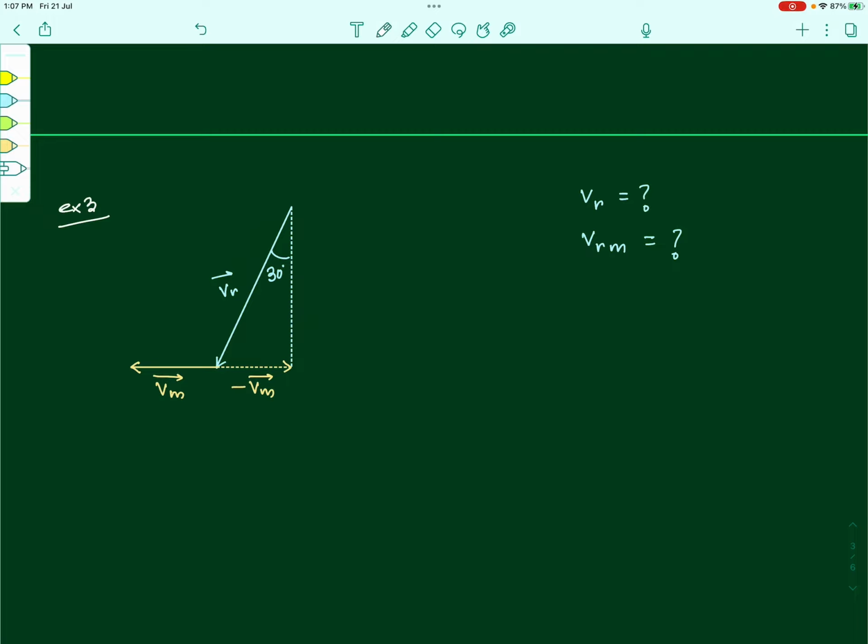Now, the man throws the umbrella and starts running at 5 meters per second, and then he finds the raindrops falling on him vertically. We are supposed to find the speed of the raindrops with respect to the road, that is VR, and the speed of the rain with respect to the moving man, while the man is moving in the rain. So, let us understand this question.